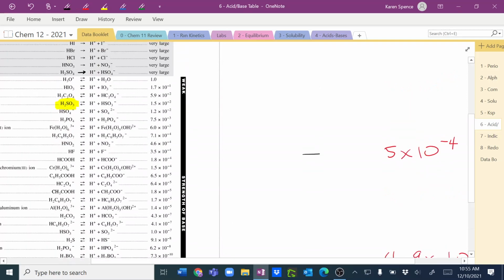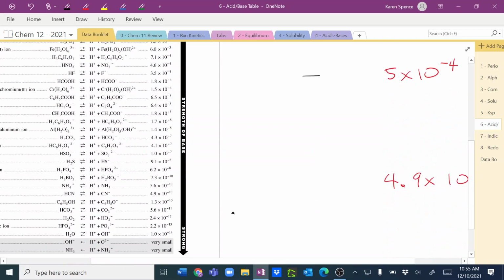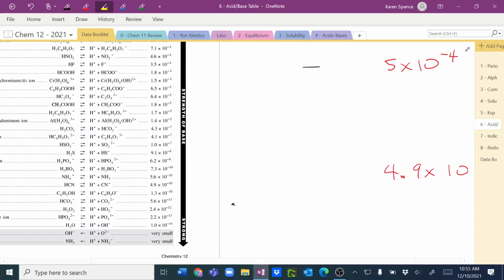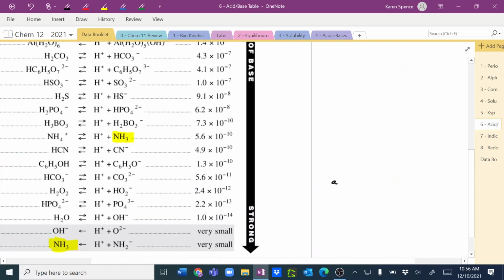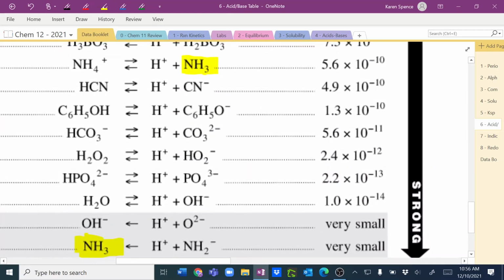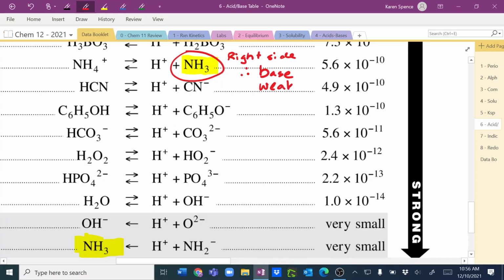NH3 is present on our table in 2 places. There's one at the very bottom, and then there's one up here. This NH3 is on the right-hand side. Therefore, it is what? Acid or base? Base. And it's in the white section, so is it strong or weak? Weak. Anything that's not in a gray zone is weak.